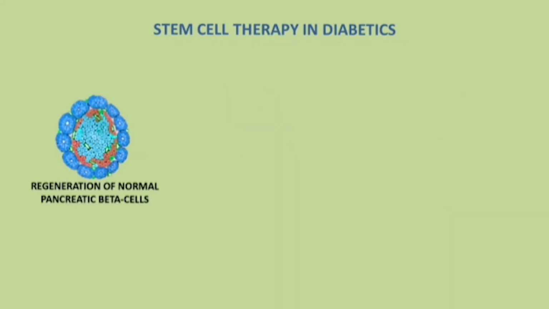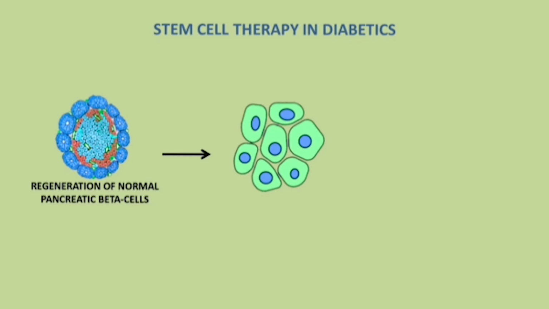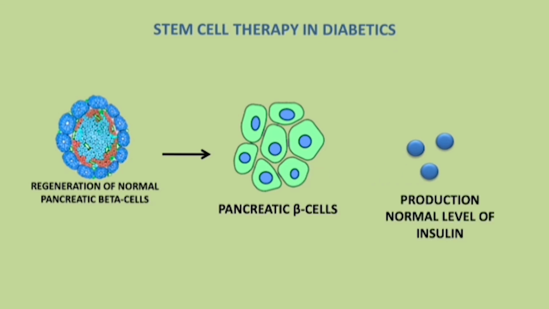This leads to the generation of normal pancreatic beta cells, which will effectively produce normal level of insulin and prevent diabetics. Thus, dependence on injecting or taking insulin is eliminated by this stem cell therapy.